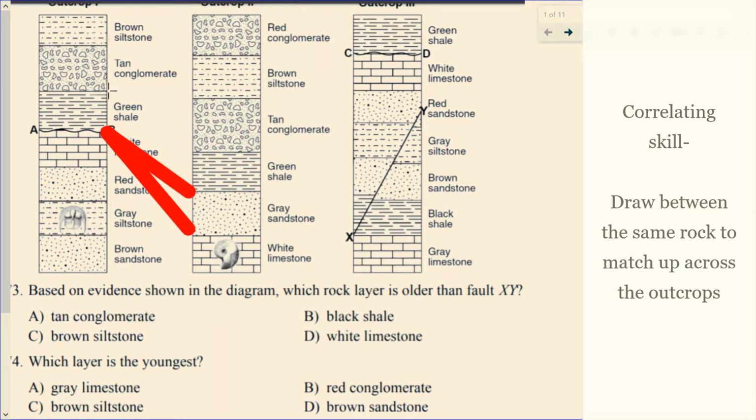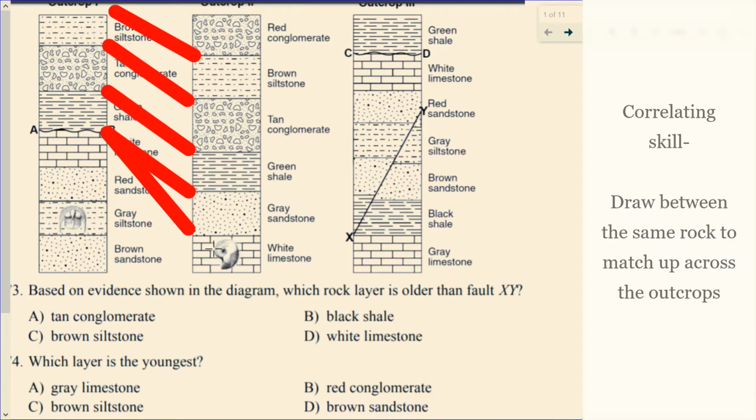And what I'm doing here is I'm starting to try to connect some of the rocks. So now it starts to kind of click. The tan conglomerate matches up. The brown siltstone matches up. And you can see those layers of rocks are now starting to come in order.